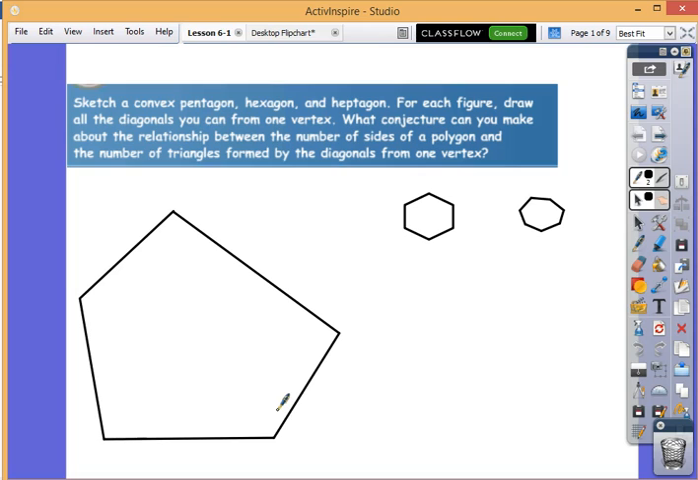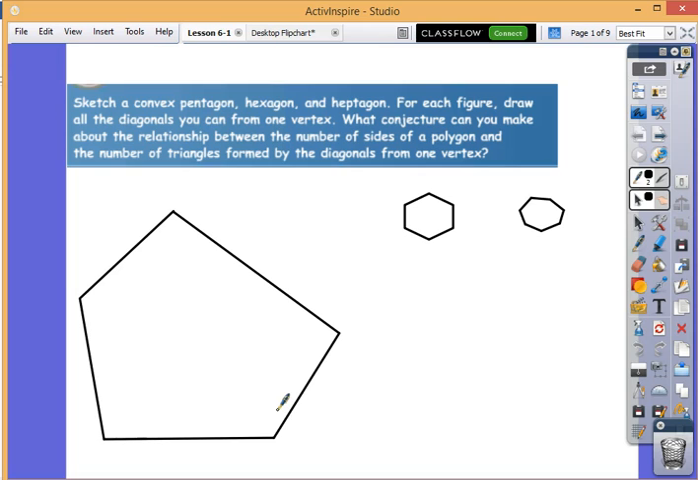The next one is a pentagon, 5 sides. Hexagon, 6 sides. Heptagon, 7 sides. Octagon, 8 sides. Nonagon, 9 sides. Decagon, 10 sides.